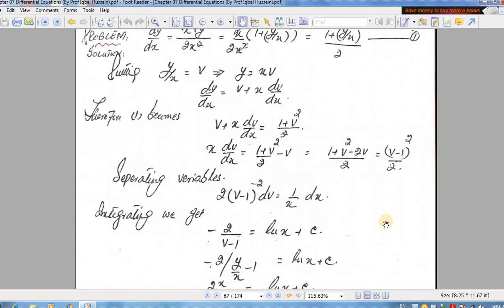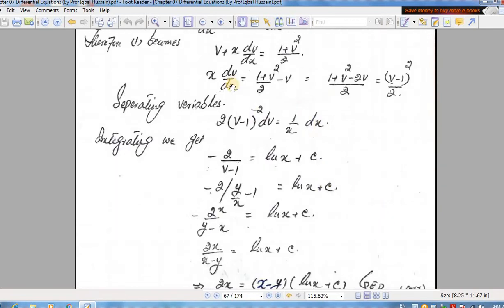Now separating the variables, x dv by dx is equal to this one. Now we have to separate the variables. Here we have two variables, the variable x and the variable v. So separating the variables, we now integrate both sides.